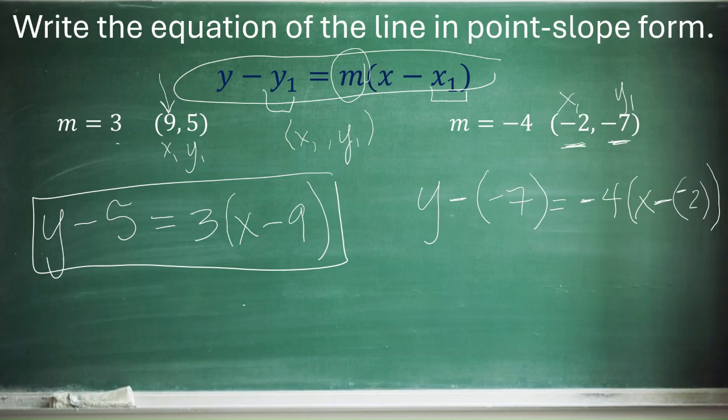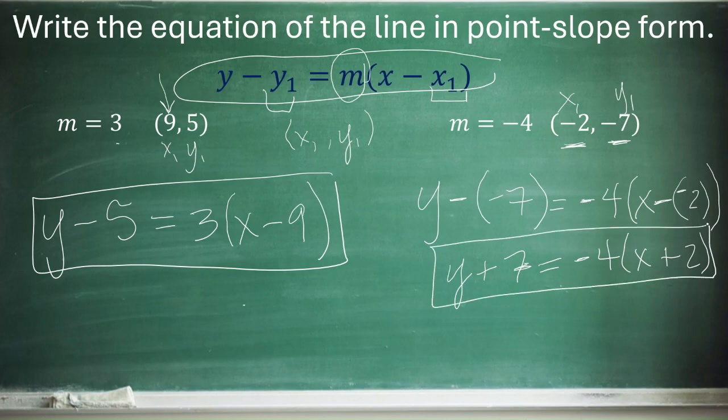This equation is technically correct, but we could simplify it, and that's more correct. Two negatives in math make a positive. So y minus negative 7 is the same thing as y plus 7, equals negative 4, which still stays negative, times the quantity x minus a negative, and two negatives make a positive, so plus 2. So our simplified version is right here.